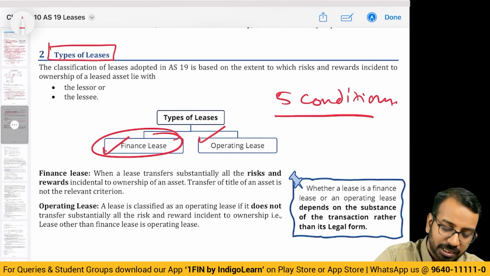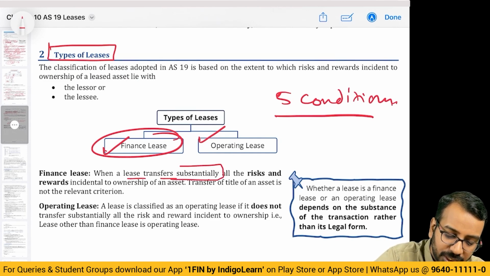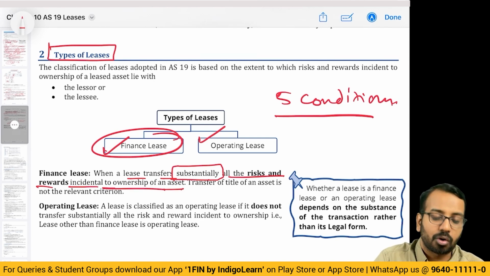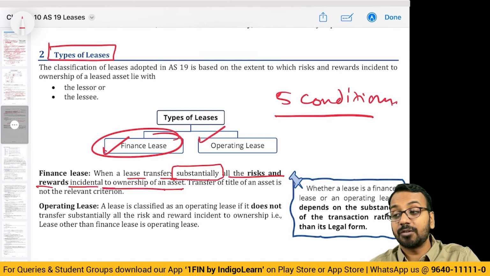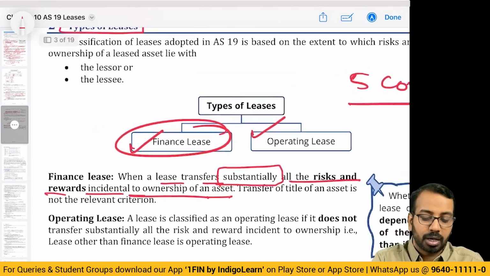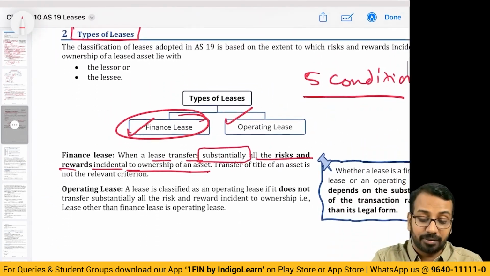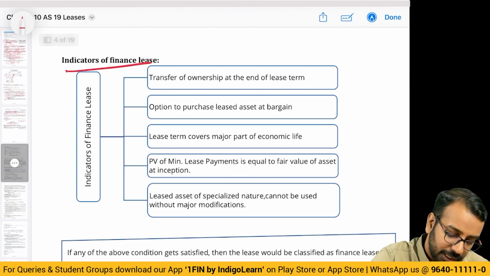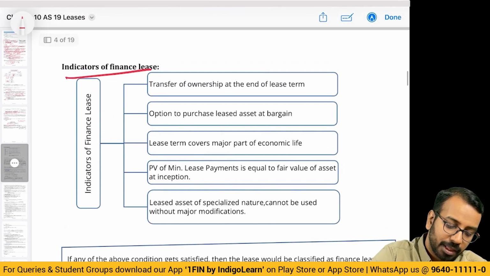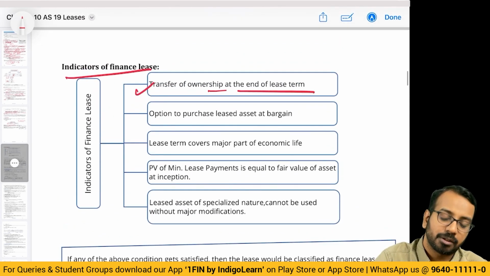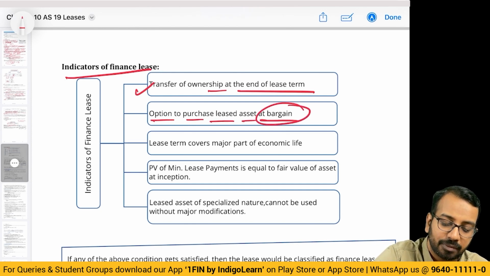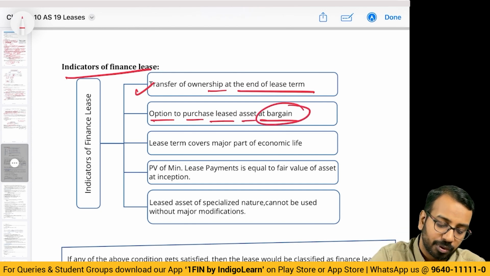of a finance lease: when a lease transfers substantially all the risk and rewards incidental to ownership of an asset, that is called a finance lease. Transfer of the legal title is not relevant. Okay, now the indicators of finance lease: transfer of ownership at the end of the lease term, option to purchase leased asset at a bargain. Bargain means at a very low price which the lessee is likely to exercise.